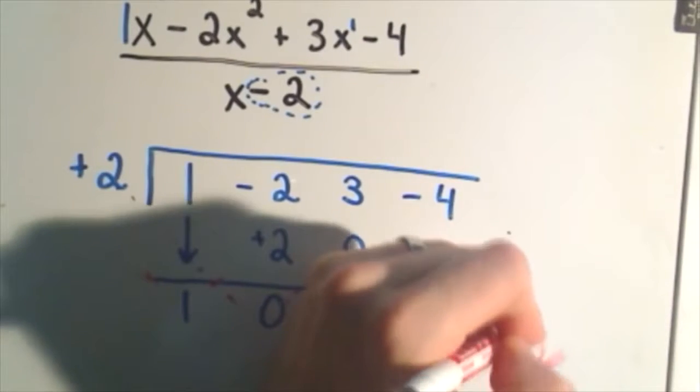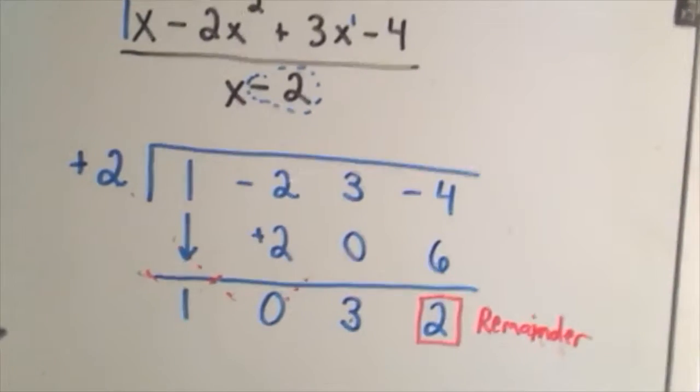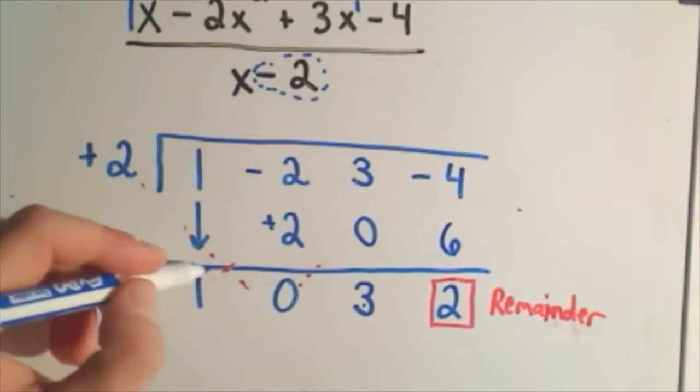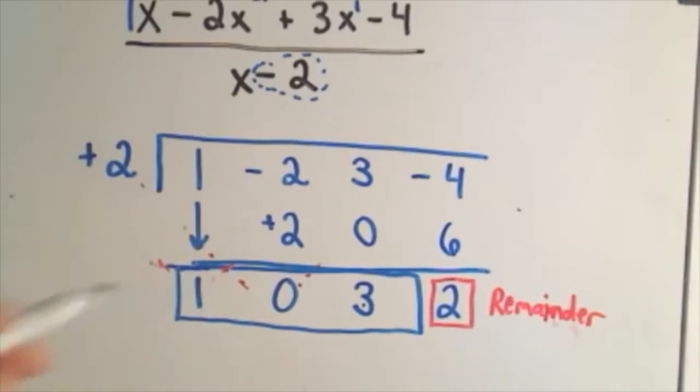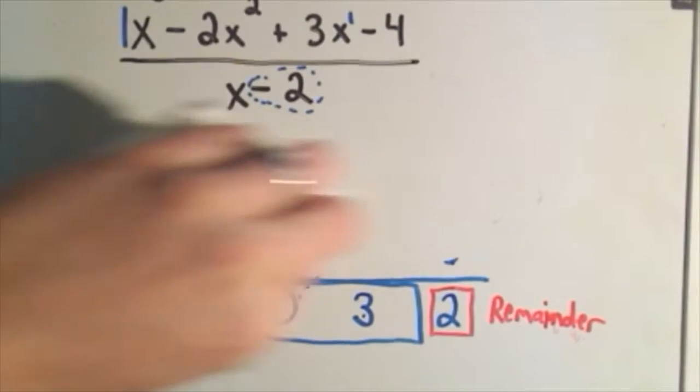Remainder. See if I can spell correctly here. And what it says is, in summary, we can actually, so the numbers on the bottom are what are important. Okay, so it says we can actually rewrite x cubed minus 2x squared plus 3x minus 4 divided by x minus 2, so I'm going to keep my numbers at the bottom.